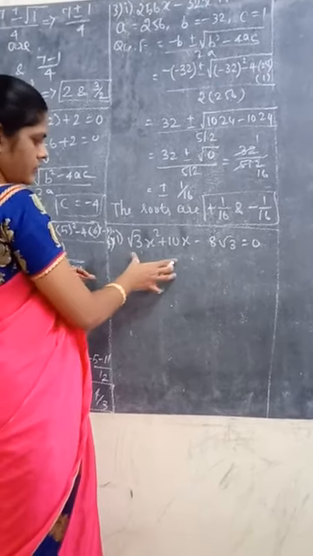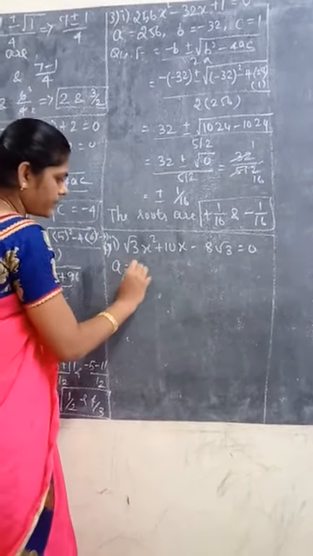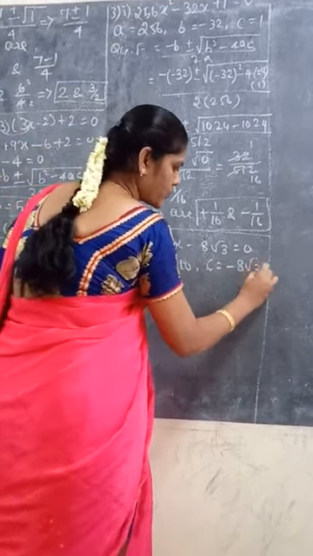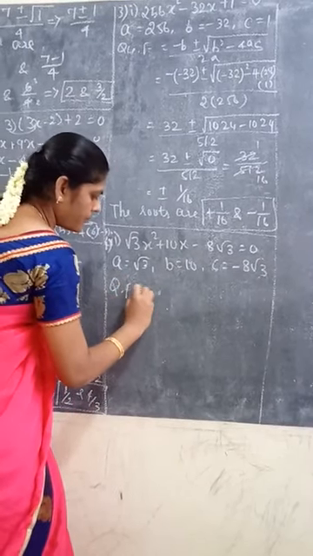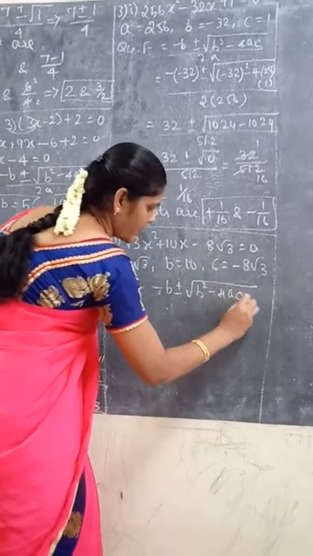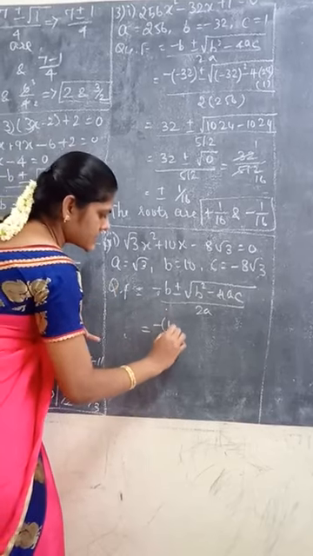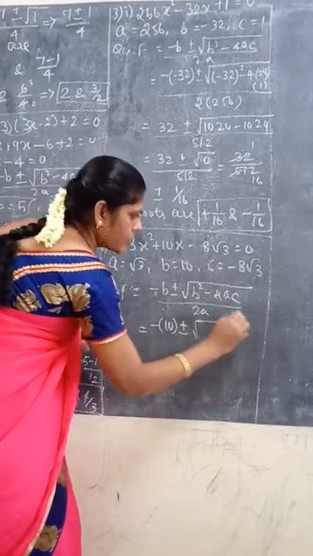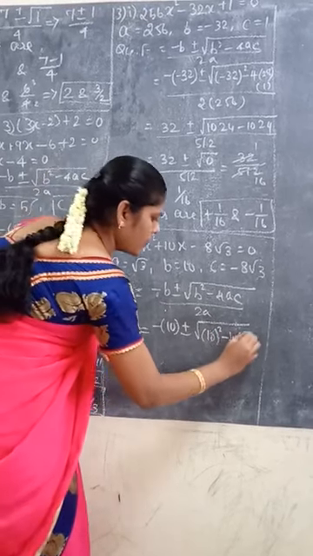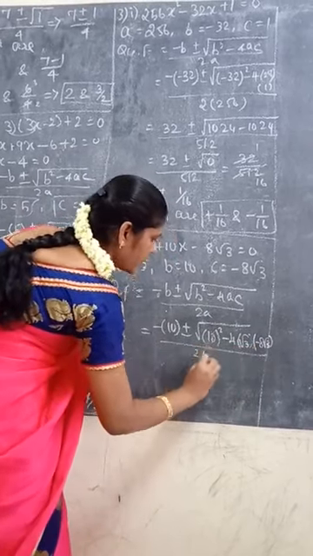For the second question, root 3, same form, it's in the root form. What is A? Root 3. What is B? 10. What is C? Minus 8 root 3. What is the quadratic formula? Minus B plus or minus square root of B squared minus 4AC divided by 2A. Now we need to apply this. What is B? Minus 10 plus or minus square root of what is B? 10 squared minus 4 into what is A? Root 3. What is C? Minus 8 root 3, divided by 2 into what is A? Root 3.